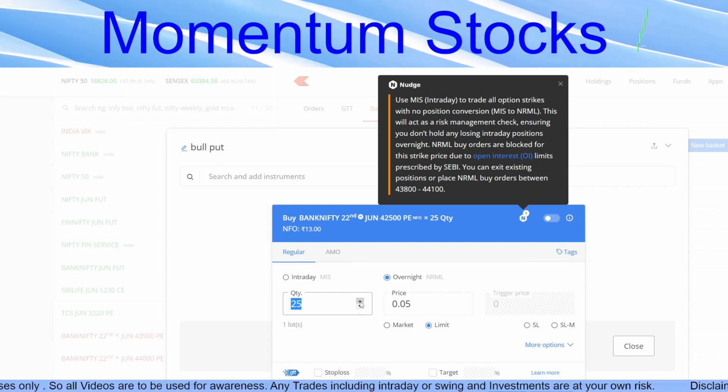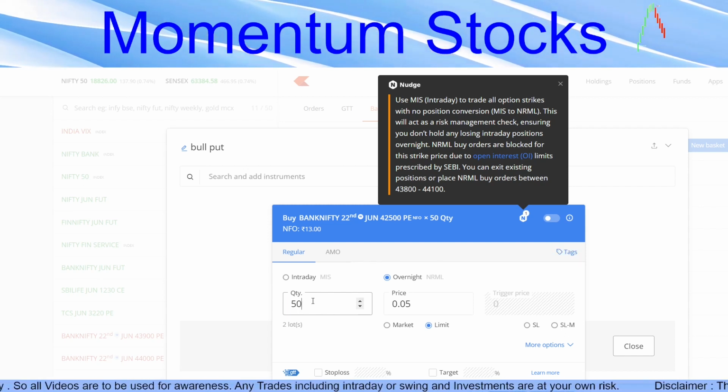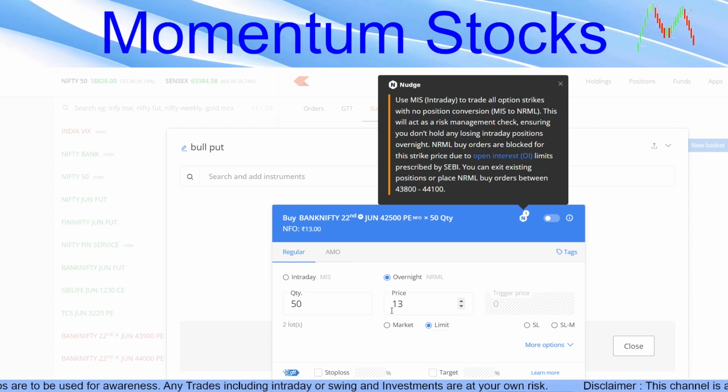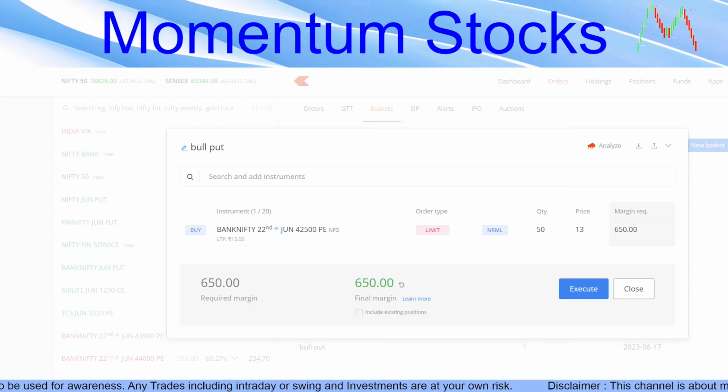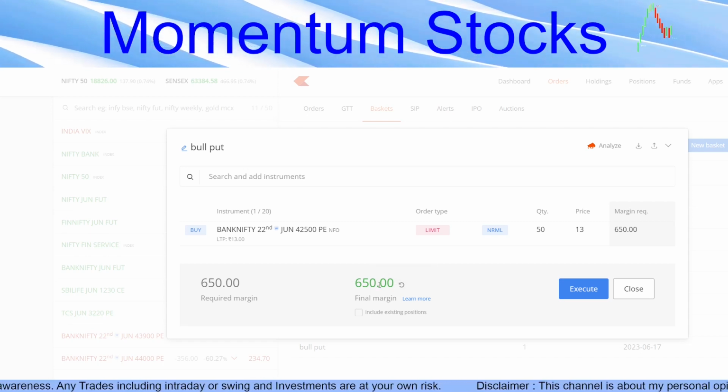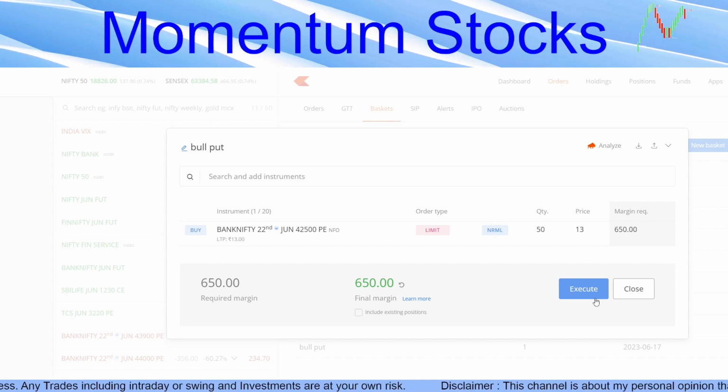And we are going to buy 2 lots of this particular put. This is running at around 13 rupees. Okay. And I hit add here. Now it's asking me for 650 rupees, friends, if I execute this order.